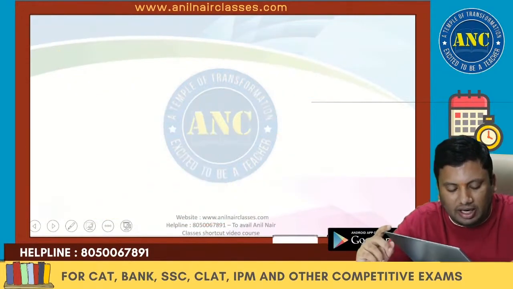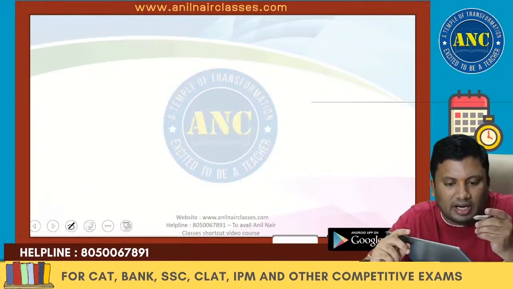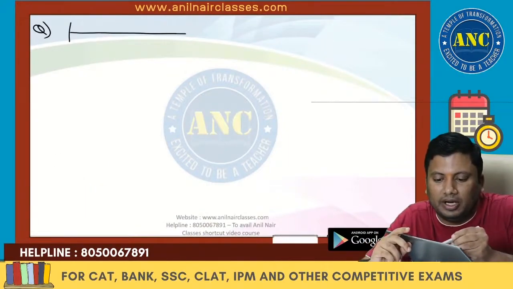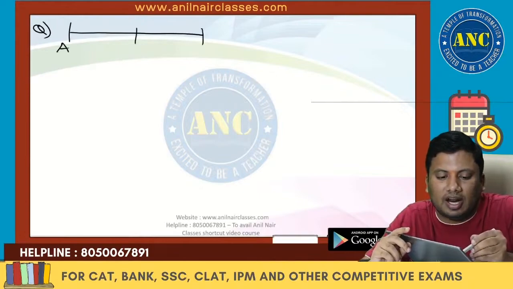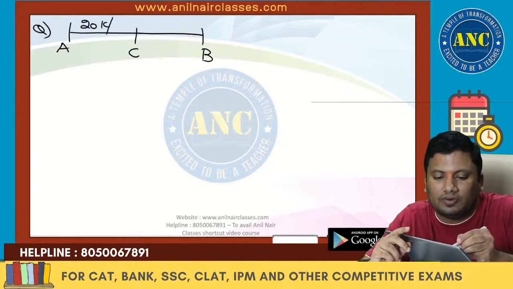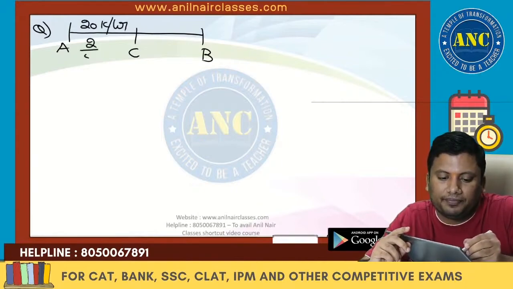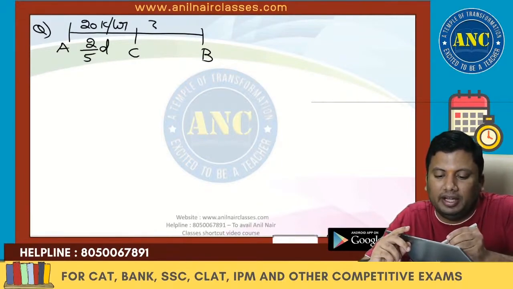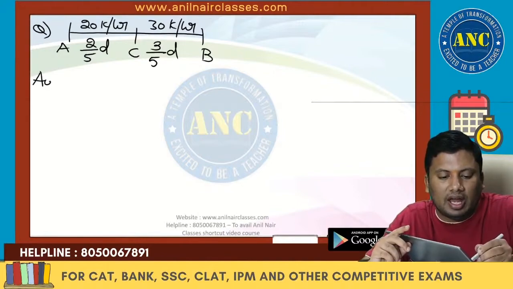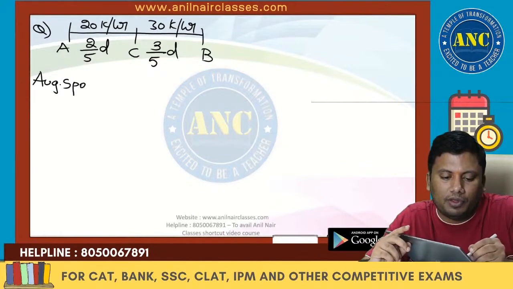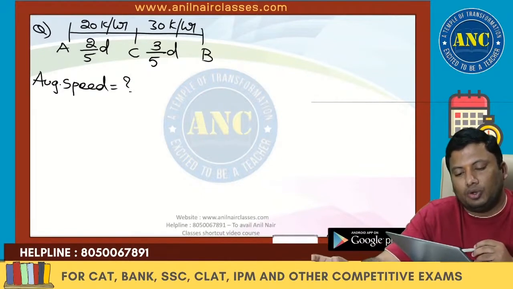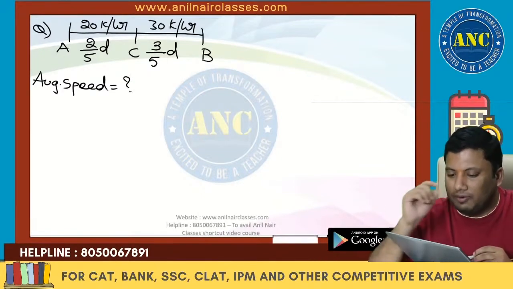Another variety, thematic based learning in average speed. Now see here, he is traveling from A to C, then C to B. He is going at 20 kilometers per hour for 2 by 5 D, and at 30 kilometers per hour for 3 by 5 D. What is the average speed? 20 km per hour for 2 by 5 D, 30 km per hour for 3 by 5 D.